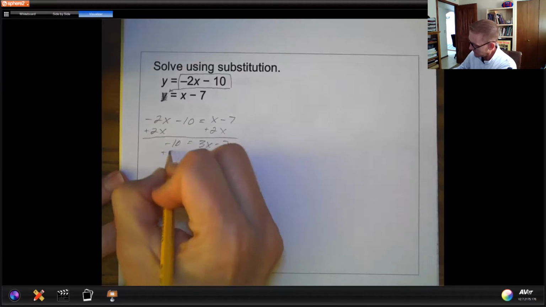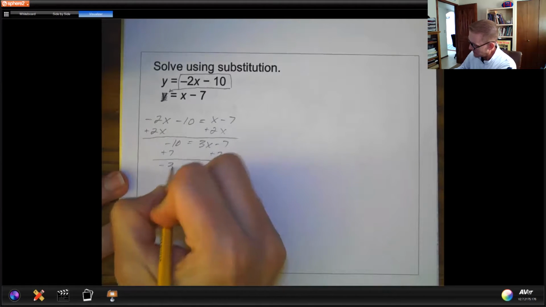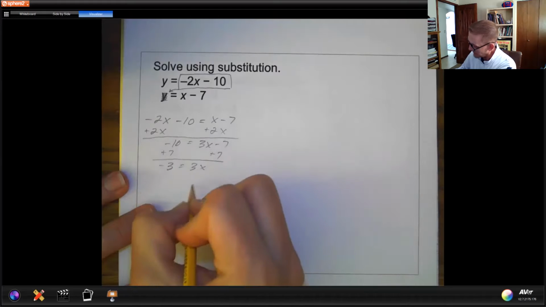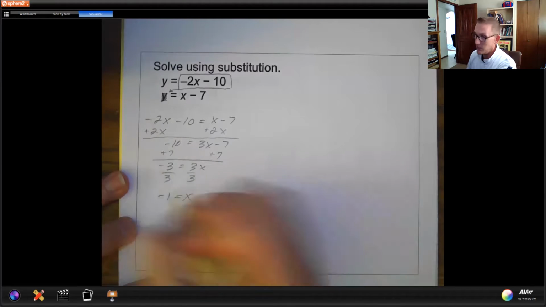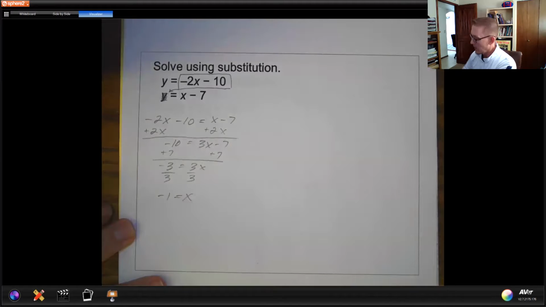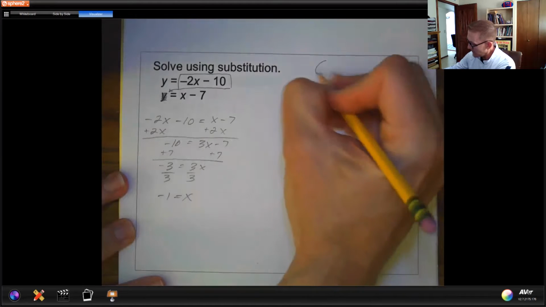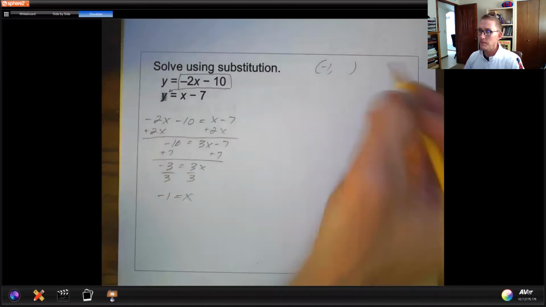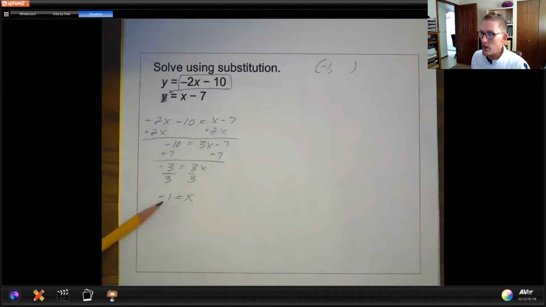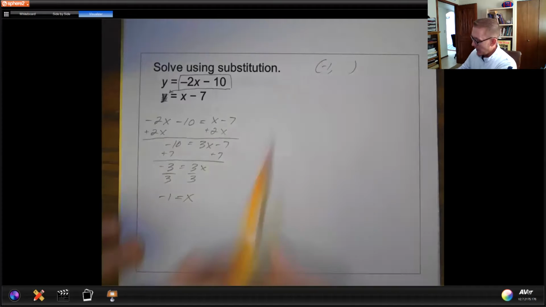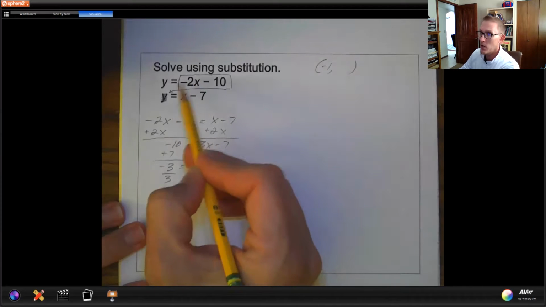Add 7. Minus 3 equals 3x. Divide. And x equals -1. I now have the x value for my system. And if I want to now find the y value, I take this -1, because that's what x equals, and I plug it back into either one of the originals.